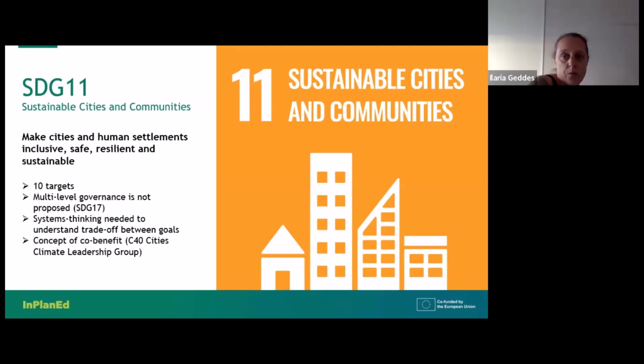Of course, within the scope of this course, the most relevant to us is SDG 11, Sustainable Cities and Communities. It has 10 targets to be achieved, 15 indicators to measure these targets. The targets are actually split between 7 outcomes and 3 means of implementation. I will show them to you.